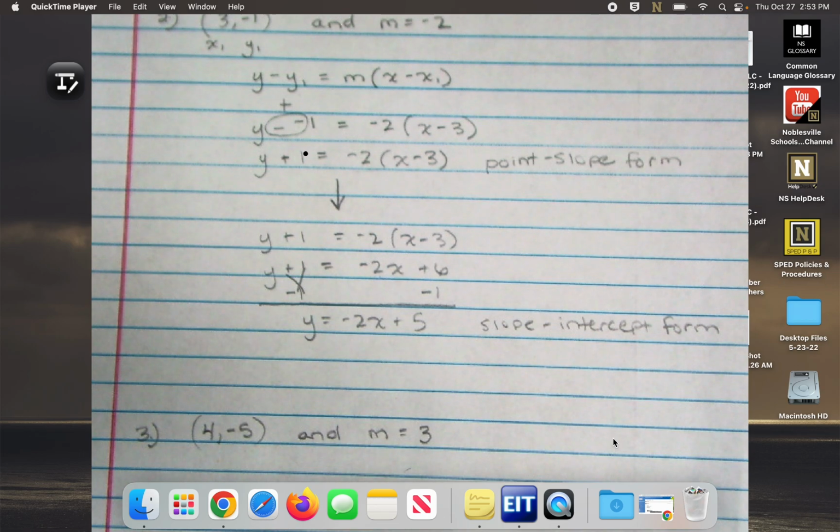No. I'm never going to show you slope-intercept form from that. The x minus 4, x plus 4.